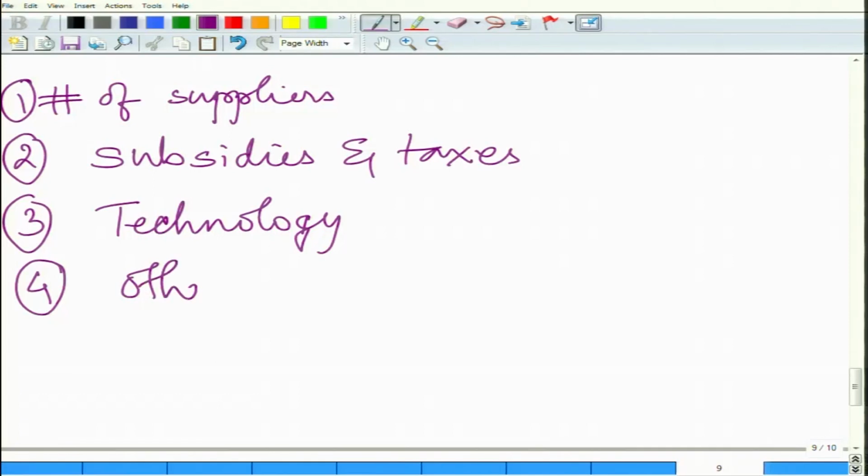Four, other goods. This primarily talks, again, about substitutes and complementaries.